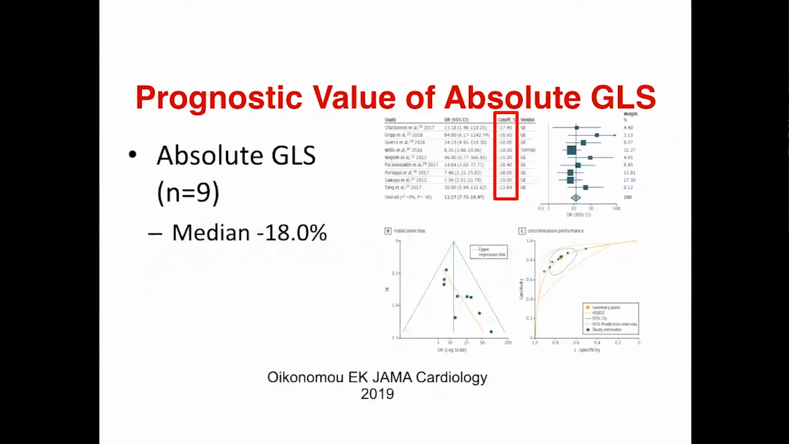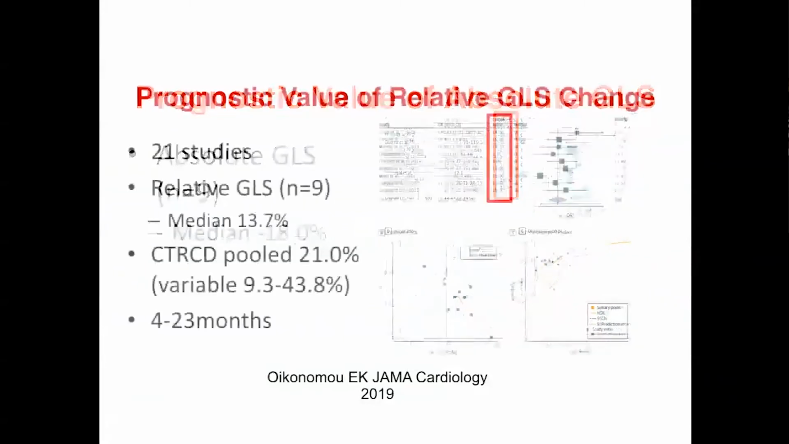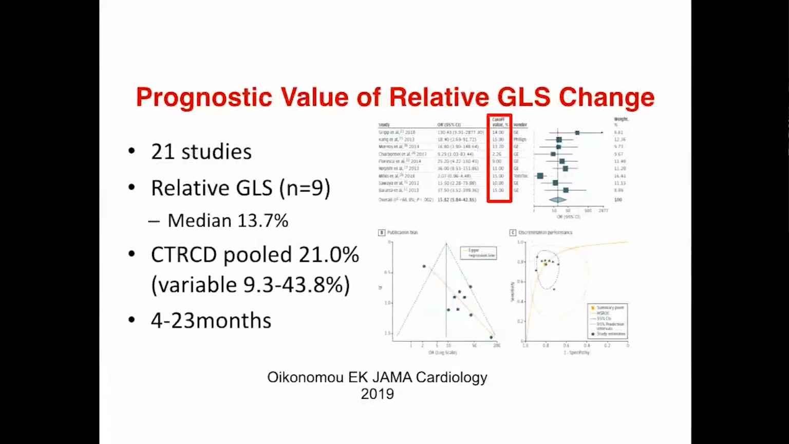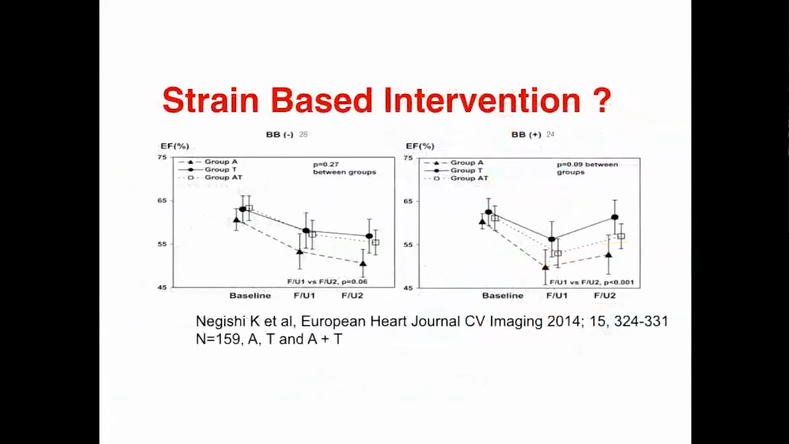There are 9 publications checking this arbitrary cutoff strategy, and you see over here the odds ratio of developing cancer therapeutic related cardiac dysfunction is 12. So they verify our initial work, and there are 21 studies looking for the percentage reduction, and you see over here the odds ratio of 15. So everybody in different parts of the world have verified this idea of either using an arbitrary or a percentage reduction in global longitudinal strain.